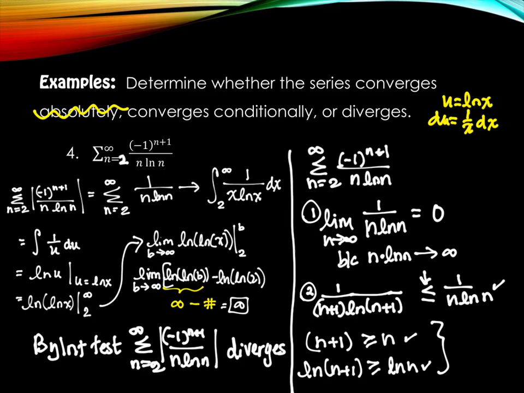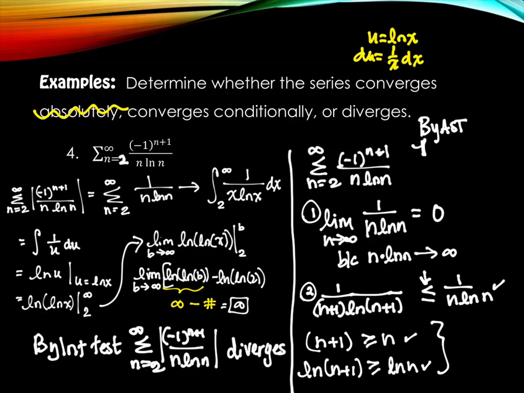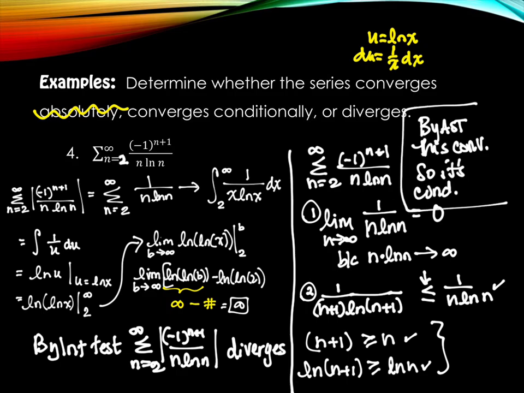So since number 1, the limit is 0, and number 2, it's decreasing, that's what I just found. It's a decreasing function. What do we know? It is conditionally convergent. So by what test? Yeah, we were using the alternating series test. Okay, so by the alternating series test, this converges. So it's conditionally convergent.